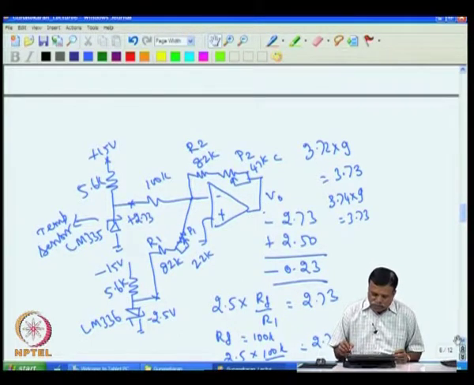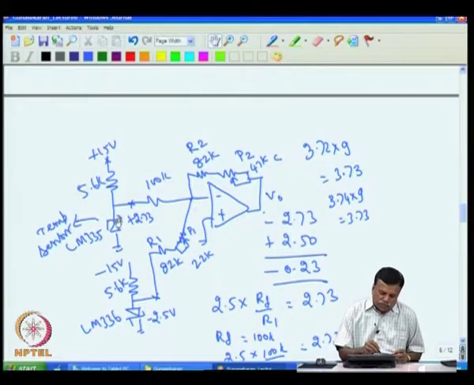Now, if you look at the other errors, for example, the resistances that we are using: the resistance value also will change with temperature, this resistance also will change with temperature, this also will change with temperature. There is another error that we have to worry about, because when these resistances change, the output voltage will change.